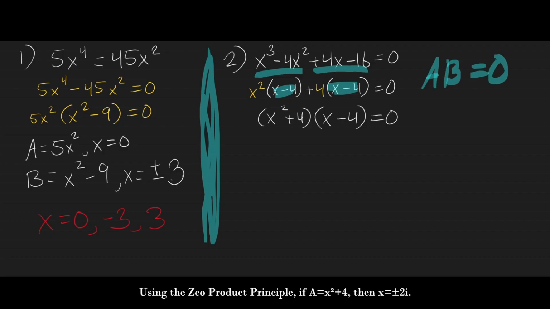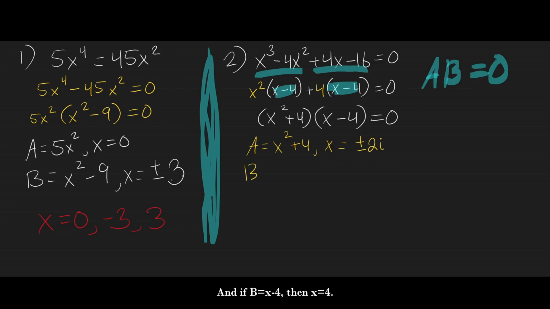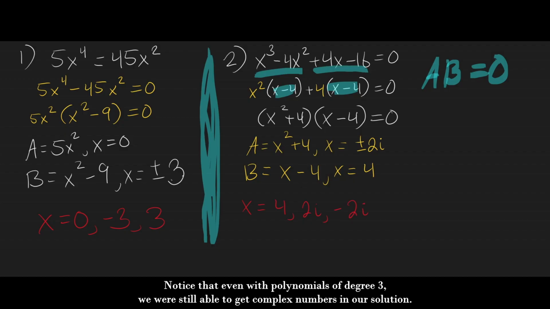Using the zero product principle, if A equals x squared plus 4, then x equals plus or minus 2i. And if B equals x minus 4, then x equals 4. Therefore, our solutions are x equals 4, 2i, and negative 2i. Notice that even with polynomials of degree 3, we were still able to get complex numbers in our solution.